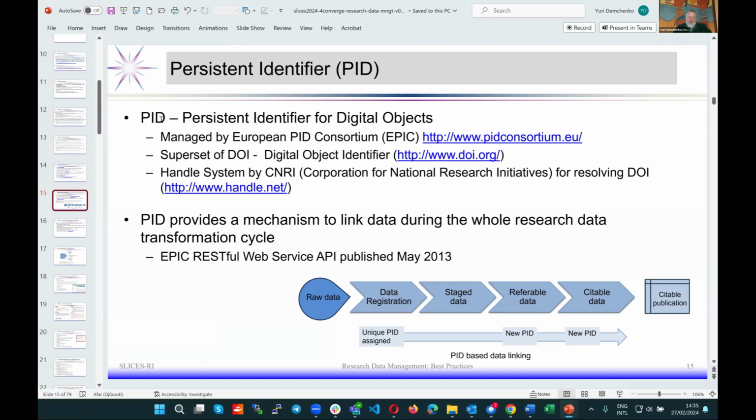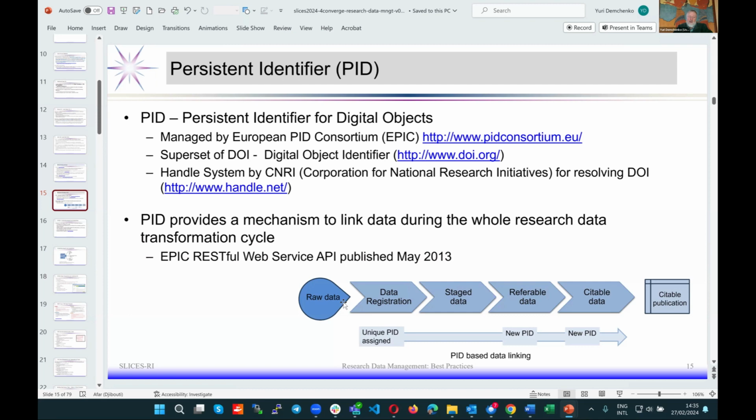This persistent identifier should be unique in the whole world and searchable. So if you have a PID, the service provided by the PID consortium and the infrastructure they maintain, the same as DOI, allows you to find where your paper or something you search for is located. So this is a very big issue.